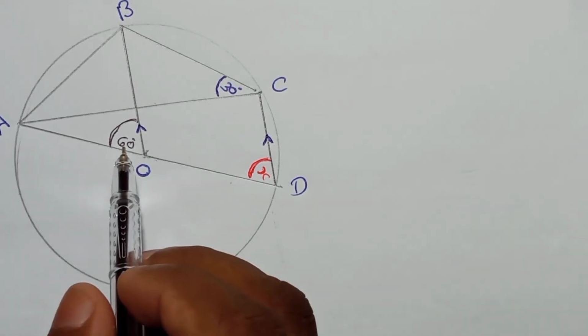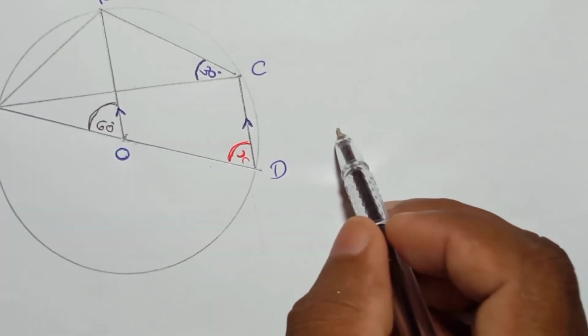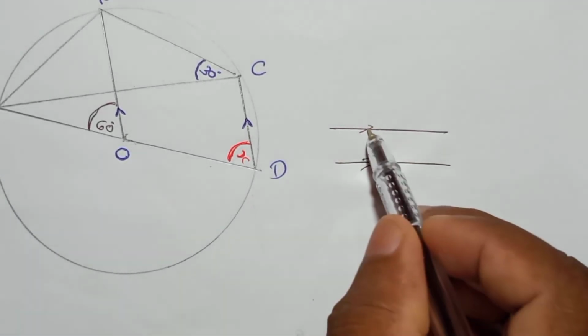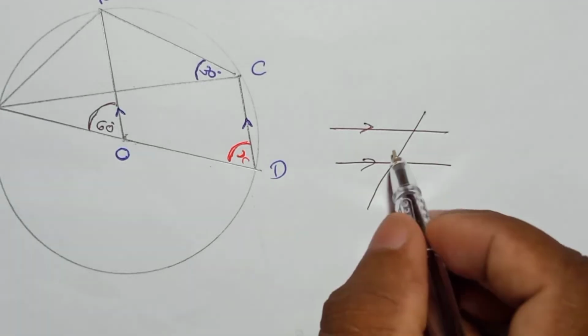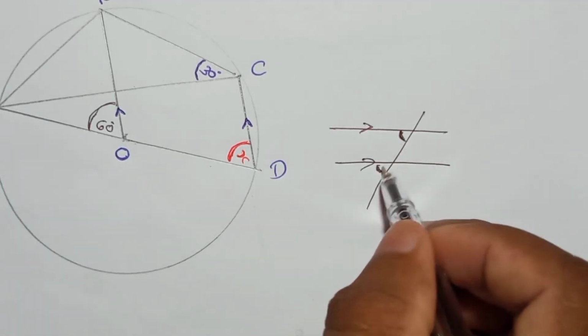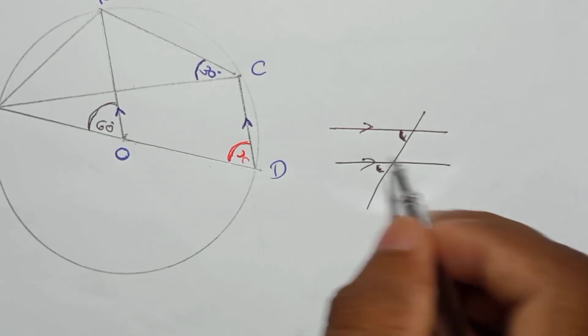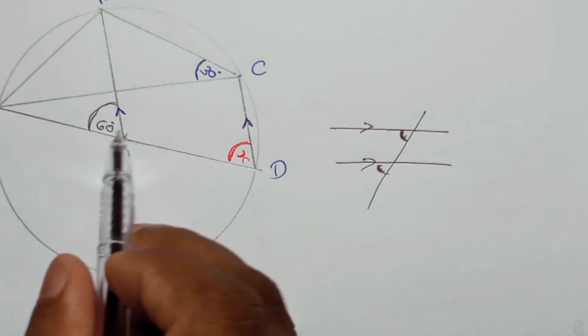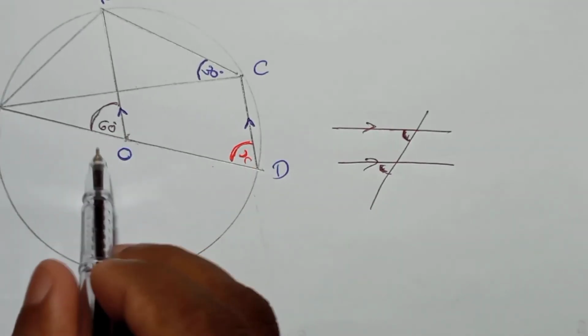Okay, then we learn another one, very simple idea. When you have two parallel lines, we call it corresponding angle, like the letter F, this angle equal to this angle, like this way, right? If you have two parallel lines, this angle equals this angle. So here you can apply like that.